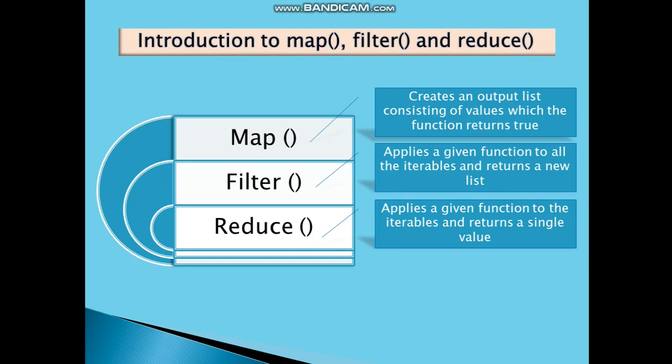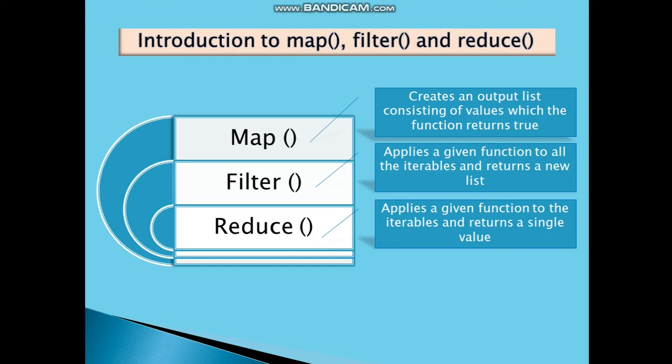Now let's learn about map, filter and reduce functions in Python. These are some of the built-in functions which are used to perform various operations. First, let's learn about the map function. So a map function creates an output list consisting of values which the function returns true.